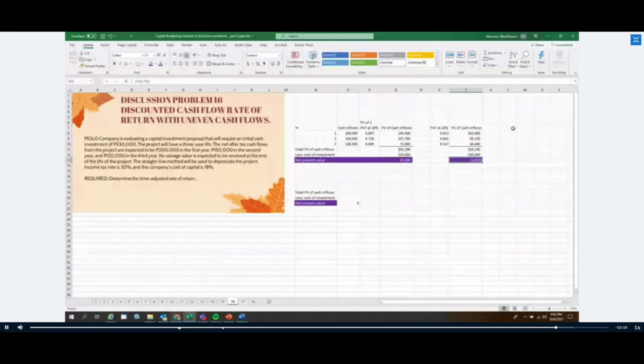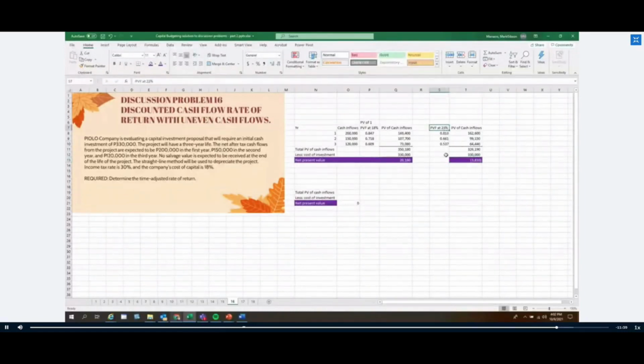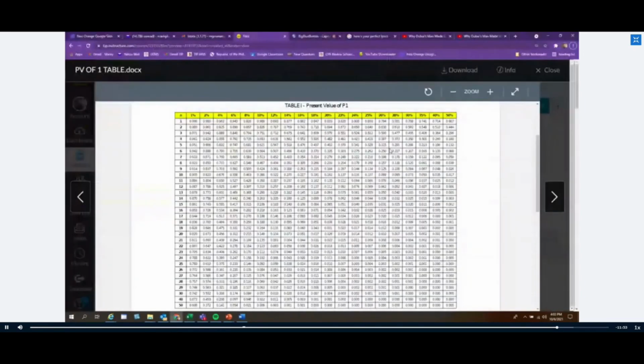So therefore, we can conclude that the time adjusted rate of return is between 23%. Why 23%, actually? The answer is that this is 18%. Shouldn't we have tried, what is this, 0.813? If that's 18, let's try 20%. Okay? Print screen.